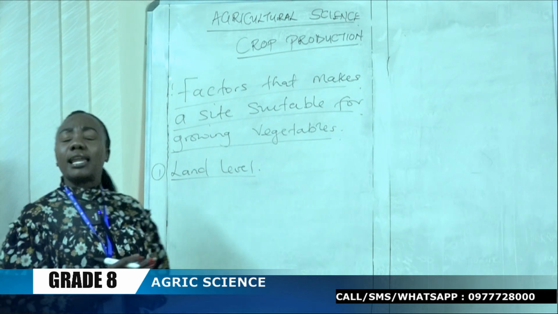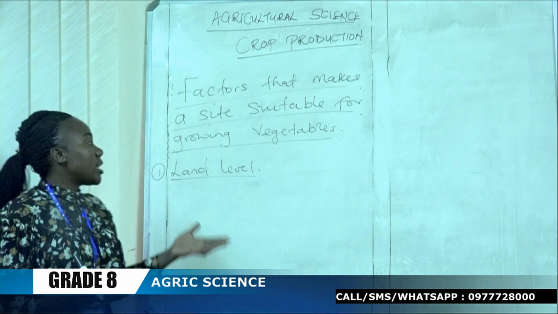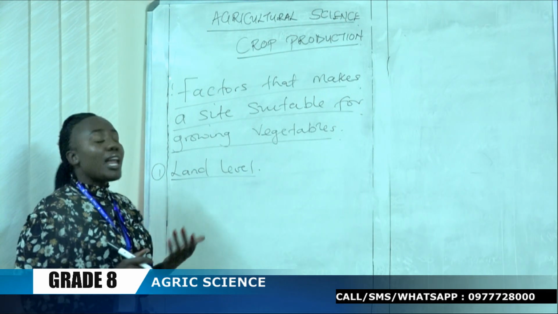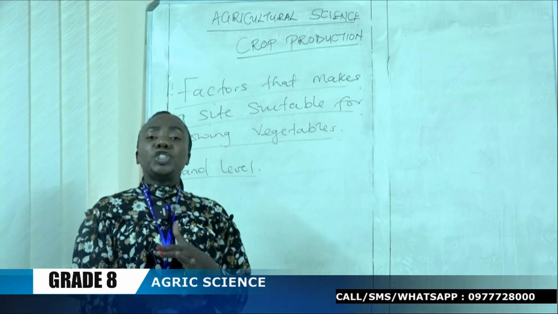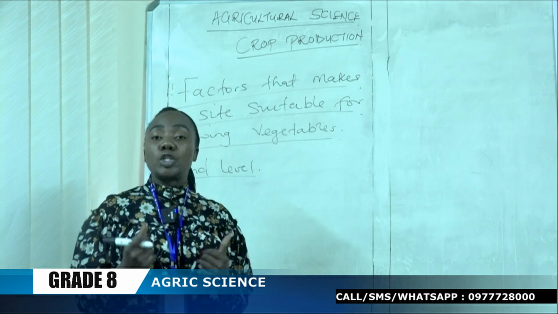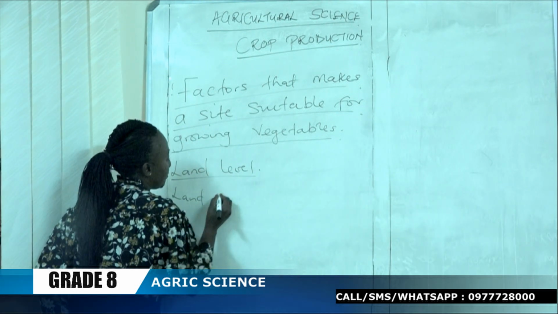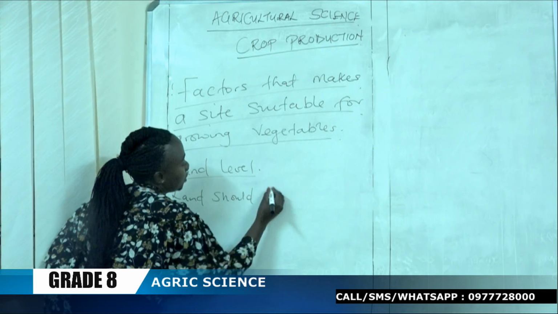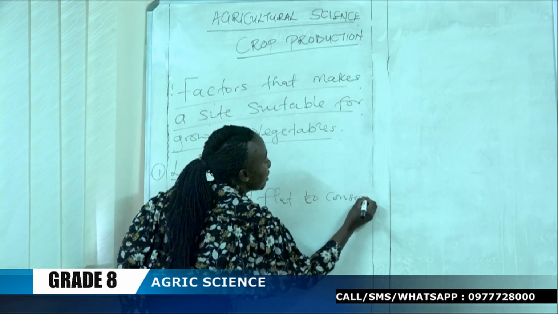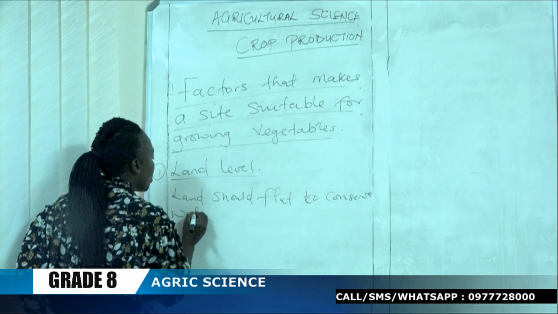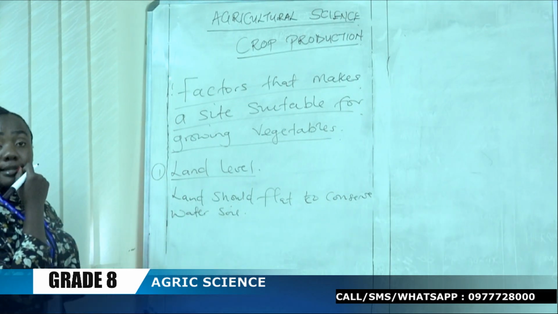So what happens under land level? The land should be leveled, and what I mean is that the land should be flat to conserve water and soil. That's the first point under land level.